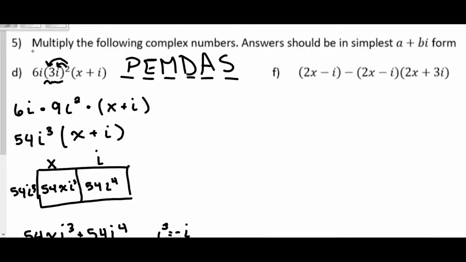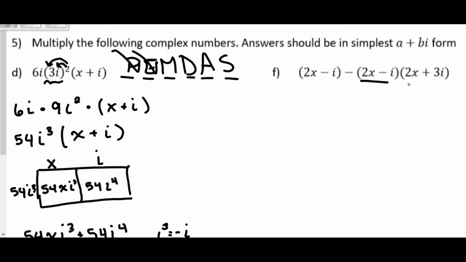So we have 2x minus i times 2x plus 3i. So we have a couple of mixed operations. We have some multiplication, we have some subtraction. So I think the best way to approach this would be to use PEMDAS. So first, let's look for our parentheses. There's nothing inside these parentheses that we can combine because there's no like terms. So we're good. There are no exponents to take care of. So we're good there.